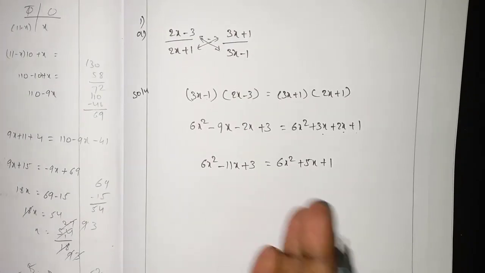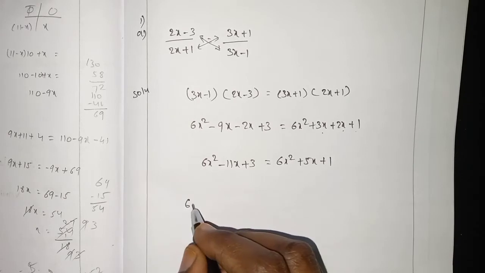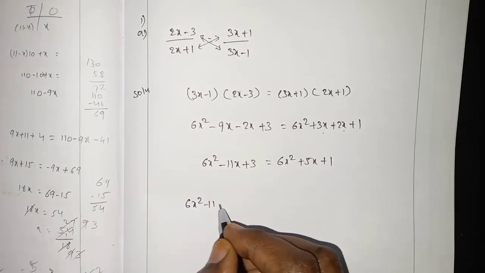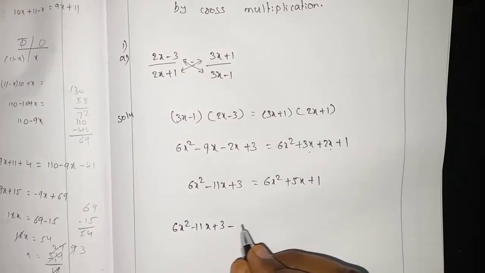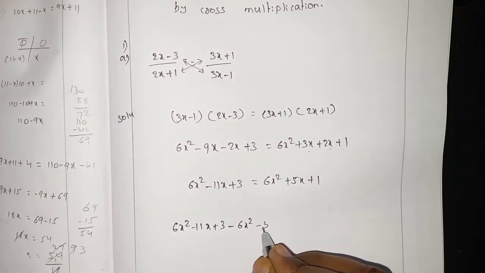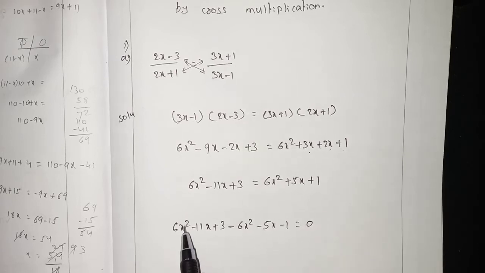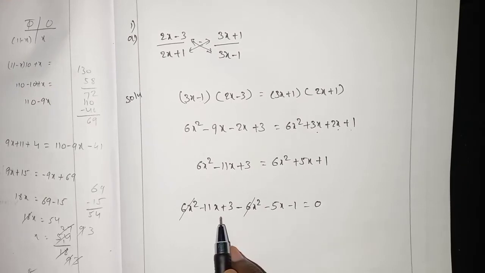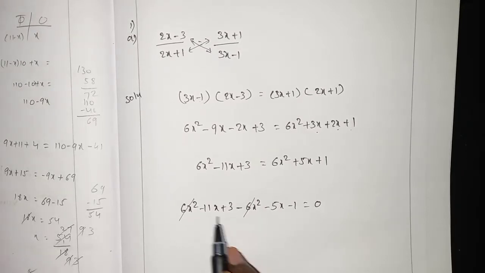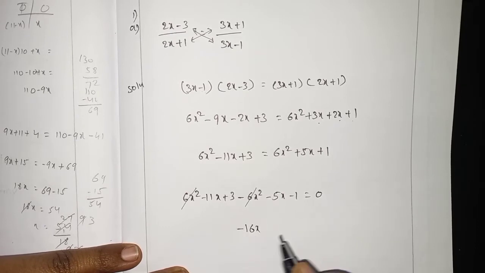Okay, let us bring everything onto the LHS, left hand side. 6x square minus 11x plus 3 minus 6x square minus 5x minus 1 equals 0. Plus 6x square minus 6x square got cancelled. Minus 11x minus 5x, how much will it be? Minus 16x.